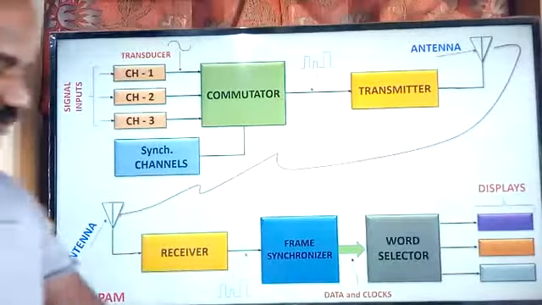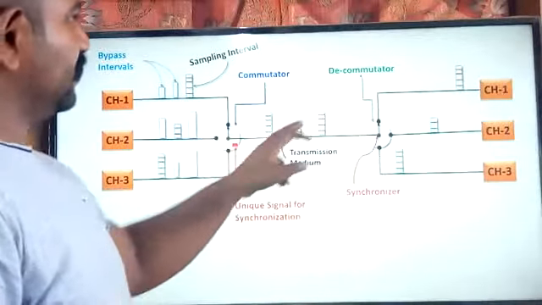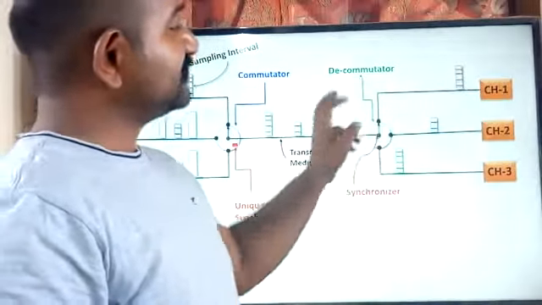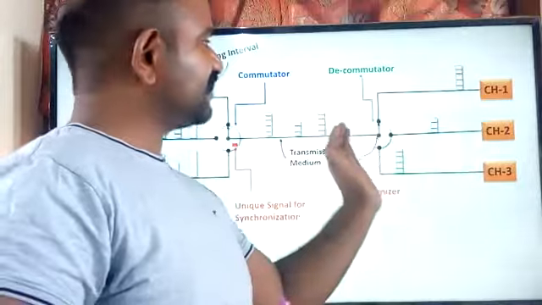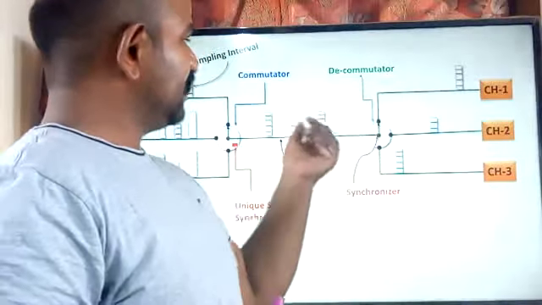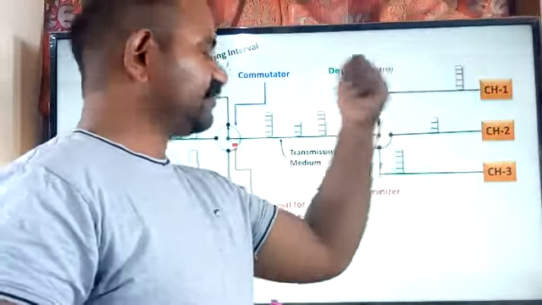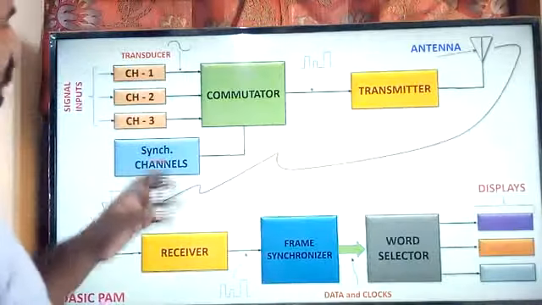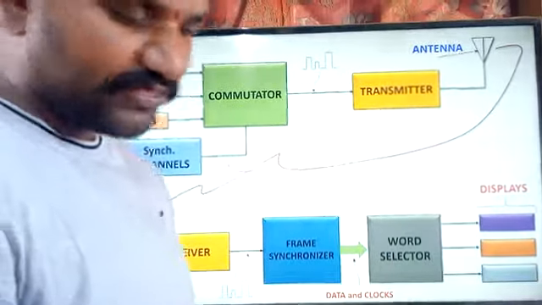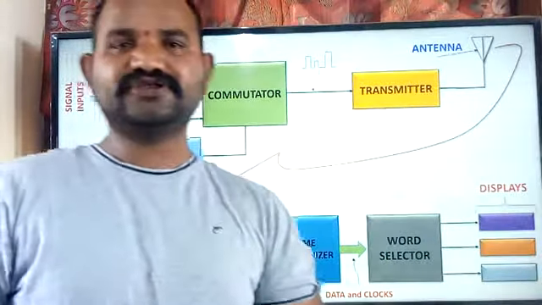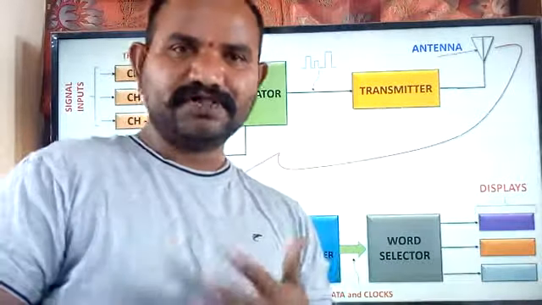Okay. Remember, the commutator is nothing but the sampler which samples the signal. Decommutator is nothing but, again, a desampler. It receives the information serially, and each information is going to be transferred to the perfect channel. Okay, that is going to be done by the decommutator. So if you see this one, this is the pulse amplitude modulation. Means the information is going to be transferred in the pulse format.